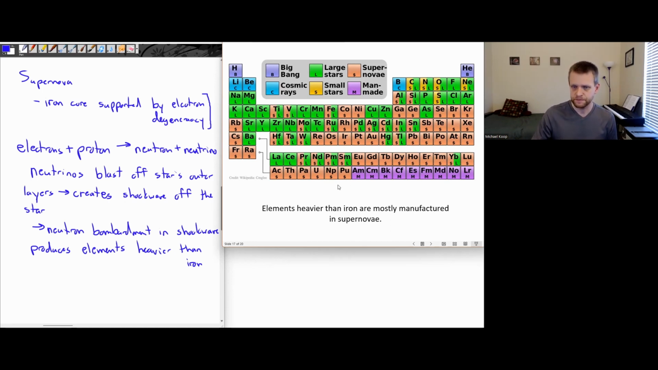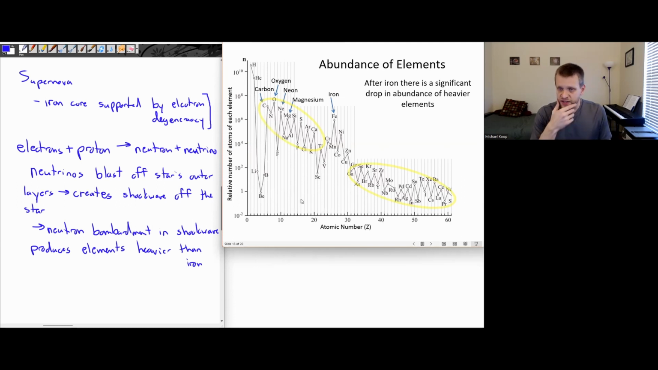elements. Going back to this graph, we can see that even if I consider the general downward trend in the abundance of these elements, we're still getting a bit of a drop when we get these heavier and heavier elements. So after iron, again, it's the most stable one. So if you produce iron, it's going to be sticking around quite a bit. That's part of why it has a bit of a jump up here. After iron, there's a significant drop in the abundance of these heavier elements.